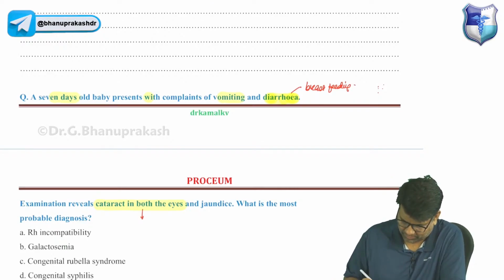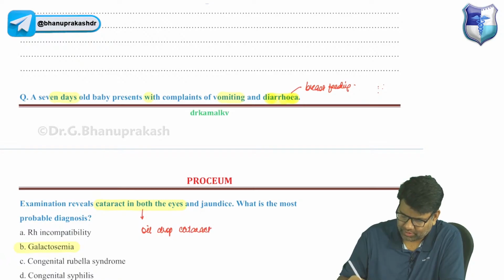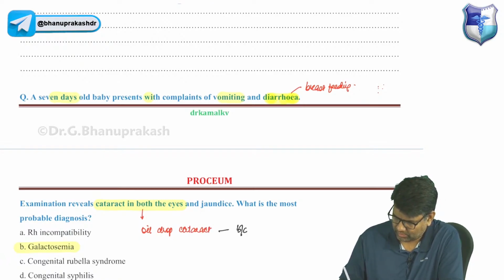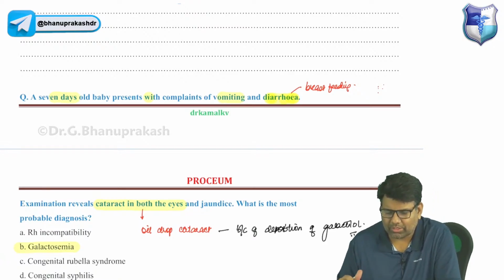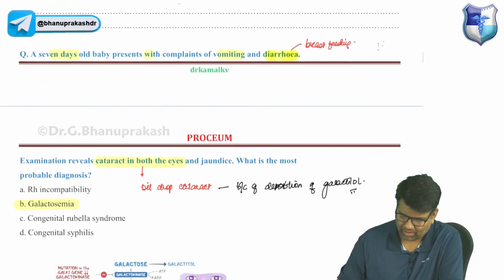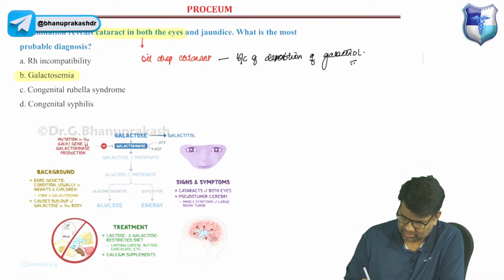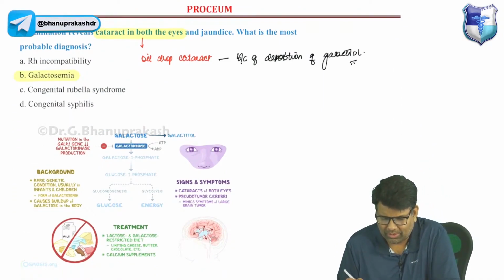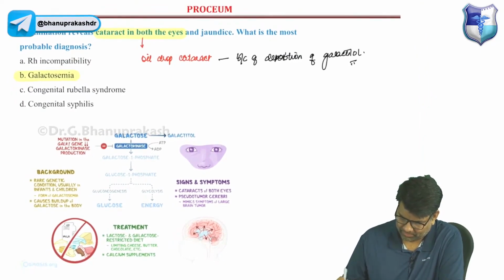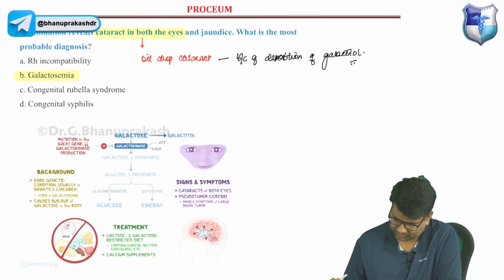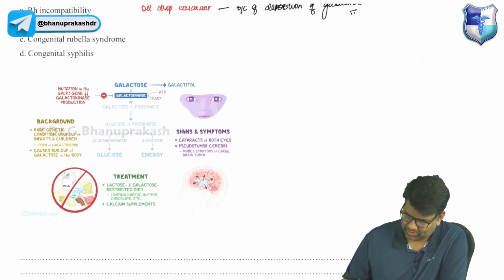Yes, this is classical case of galactosemia, where we find oil drop cataract, and this is because of deposition of which substance? Because of deposition of lactylose. Yeah. So this is clear-cut galactosemia, and in galactosemia there is deficiency of galactose 1 phosphate uridyl transferase, and hence the galactose is not converted into glucose. So this is galactosemia.